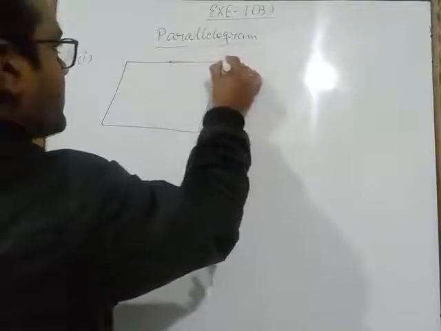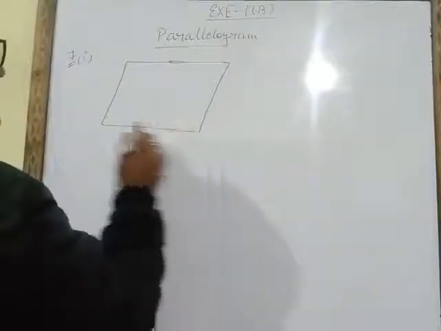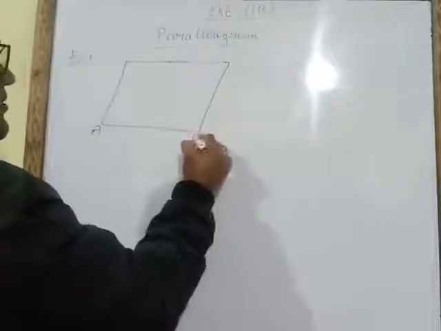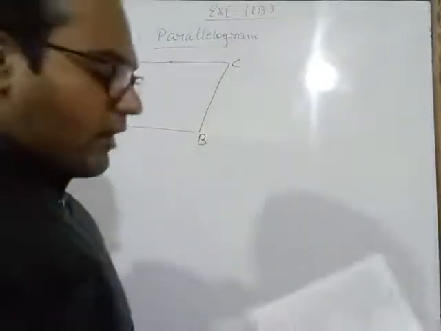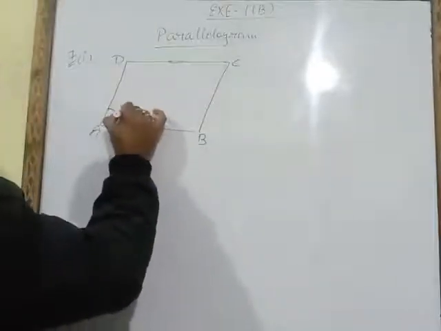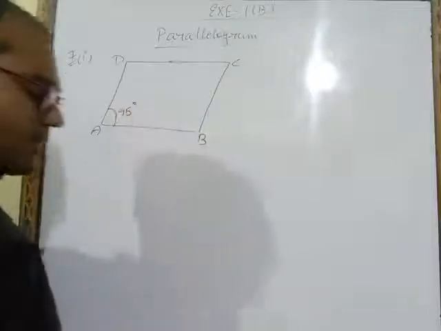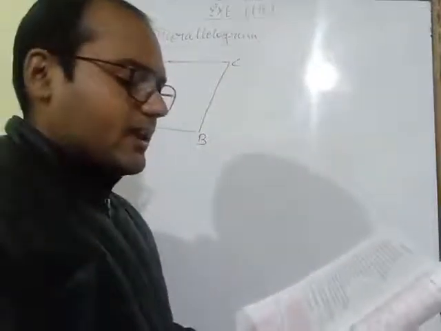This is the parallelogram. Let's give the name. This is vertex A, B, C, D. One angle of a parallelogram is 75 degrees. Here we will put this angle as 75 degrees. Now find the other angles. You have to find all the remaining 3 angles.